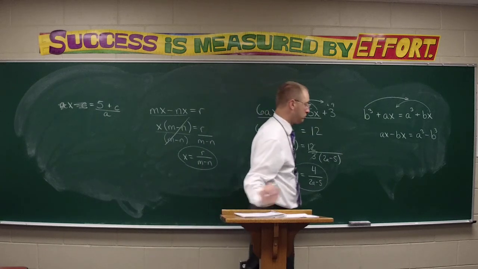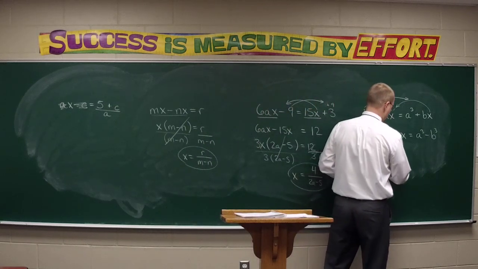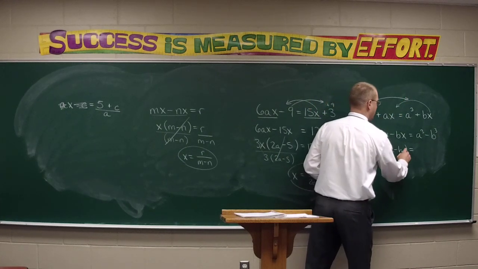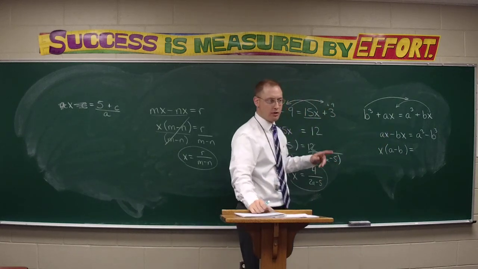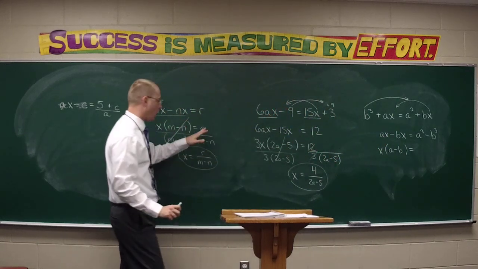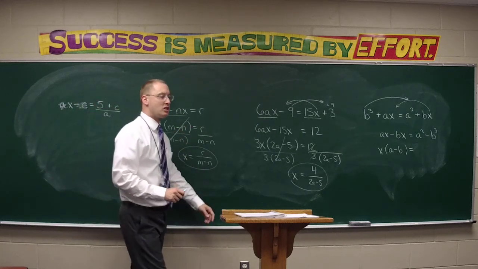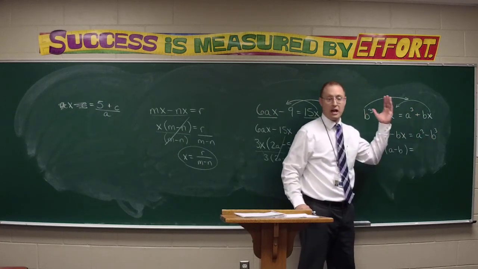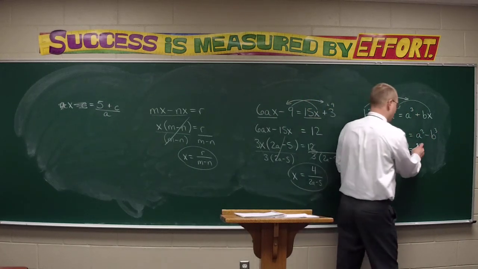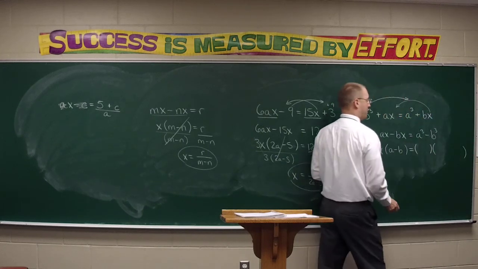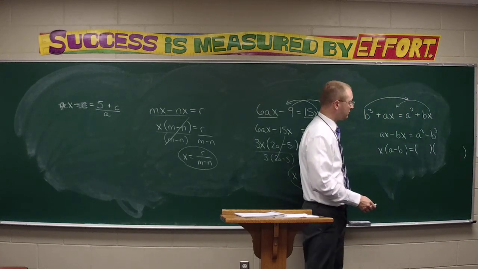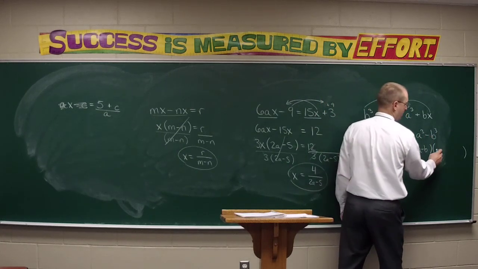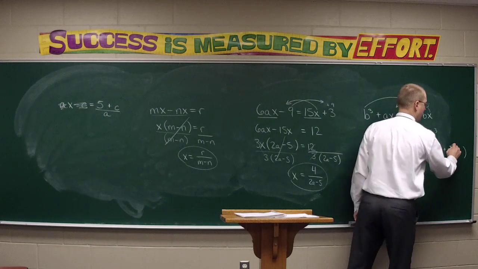So class, we've got to factor. In this case, it's just the x that factors out to leave me with, in parentheses, a minus b. But my suggestion would be this: factor the other side as well if it can. Now 12 didn't factor, but a cubed minus b cubed factors, class. That is a difference of cubes, which factors into a binomial times a trinomial. And what's the binomial going to be here, Michael? A minus b. And the trinomial is going to be a squared plus ab plus b squared.